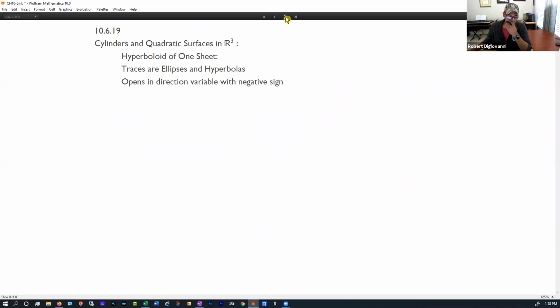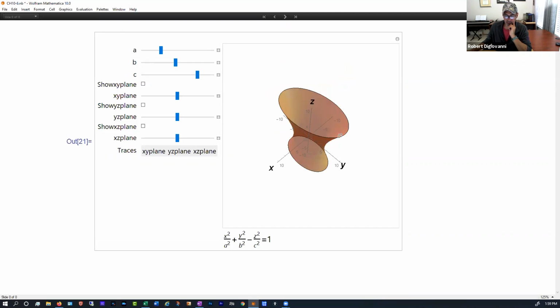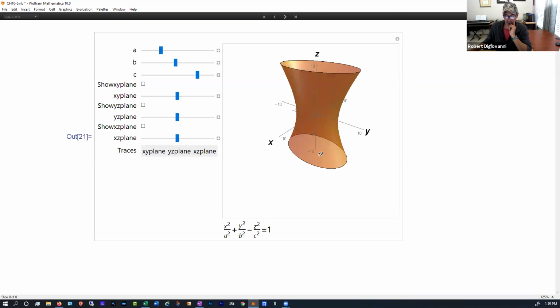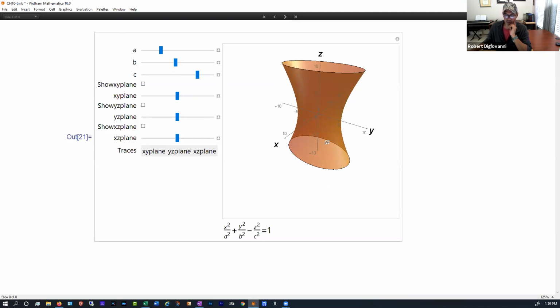All right, we're almost done. Now we're talking about another surface called a hyperboloid of one sheet. There it is. That is a hyperboloid of one sheet. To me, that's always looked like, have you ever seen nuclear power plants have that kind of shaped thing? That's kind of what it looks like to me.